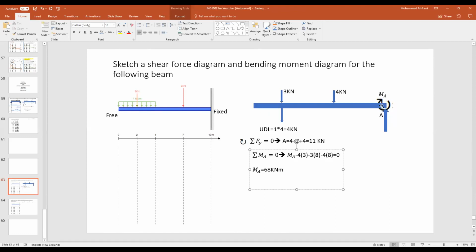So imagine if that moment didn't exist, then that free end, remember, this is the free end, will not be supported. Therefore, the fixed support here is applying a force in the vertical direction.